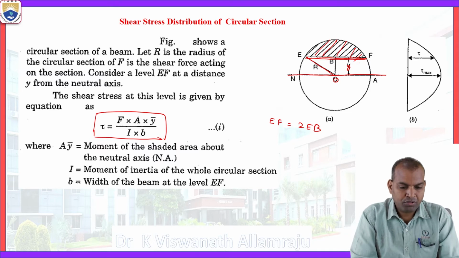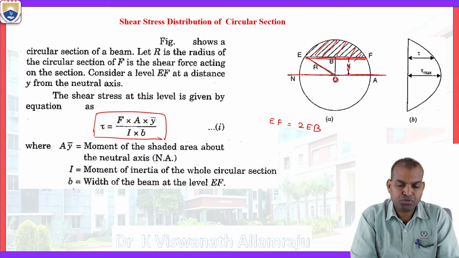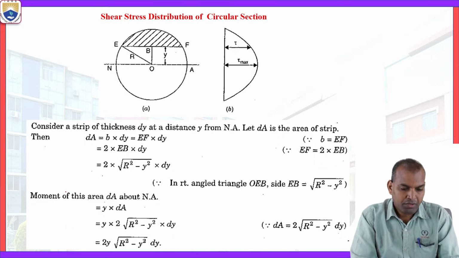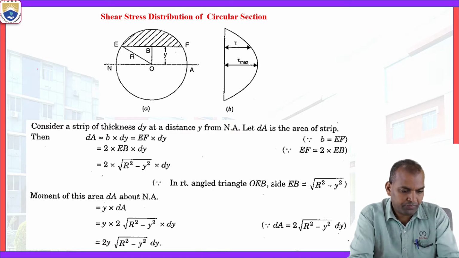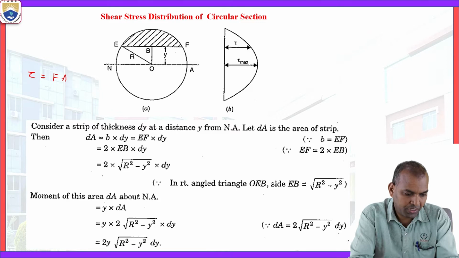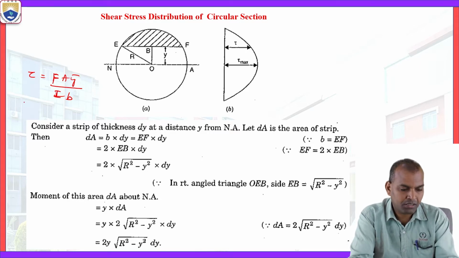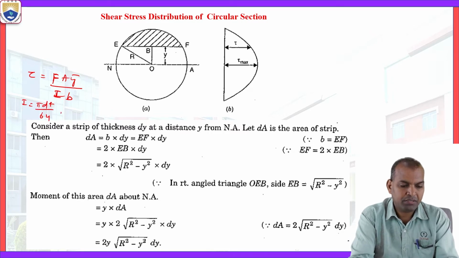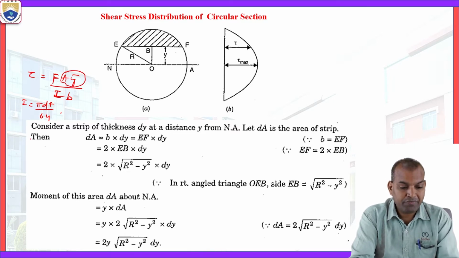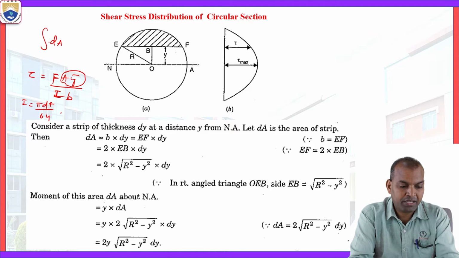Now we are going to calculate the shear stress distribution of the circular section. We are considering the formula for shear stress, F A y bar by I B. I is the moment of inertia of the circular section, that is I equals pi d power 4 by 64, where B is the width of the beam. We are going to calculate A y bar, which comes from the integral of y dA.